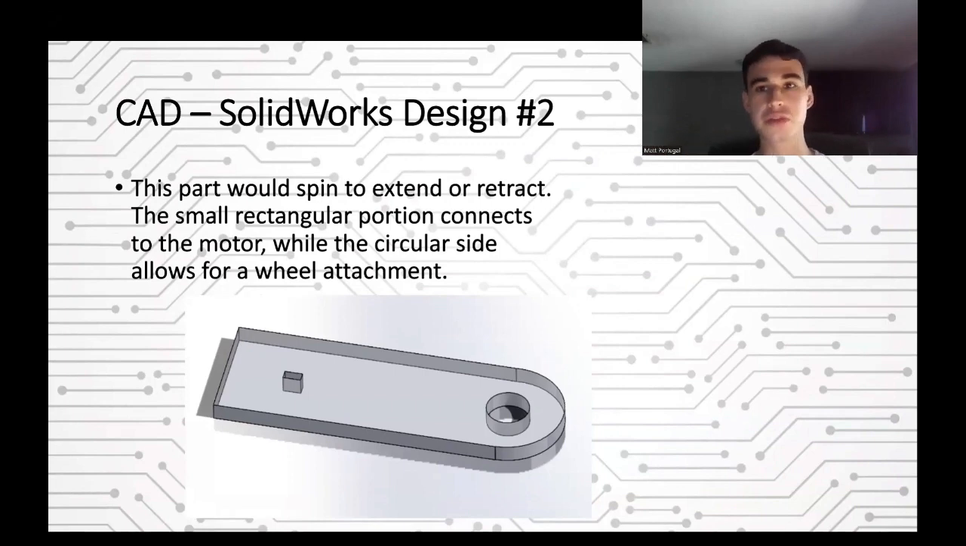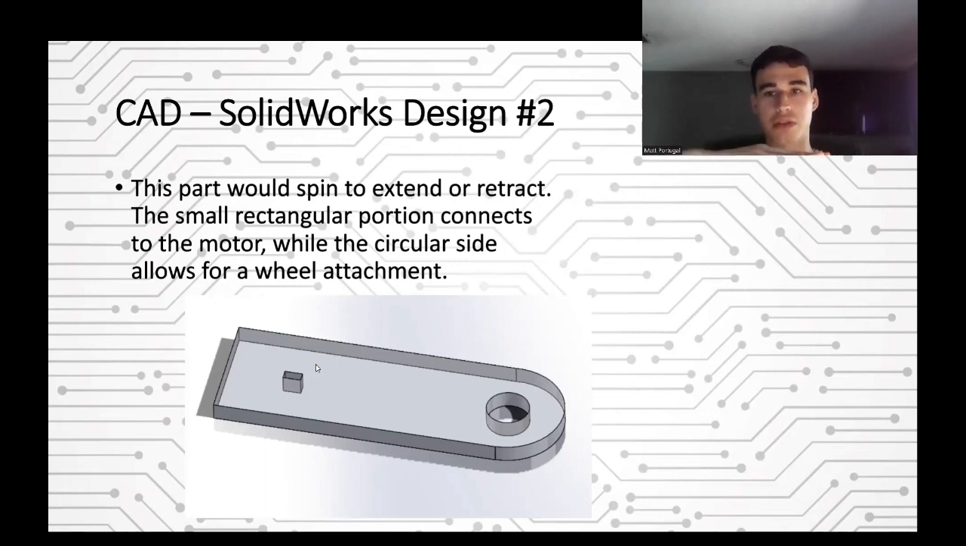So to describe this one, the rectangular portion that you see on the left side is where it connects to the stepper motor. This is the part that turns at 90 degrees, which I'll show you later why is important. But the circular part at the other end is where you attach a wheel or anything that's going to connect with the ground.